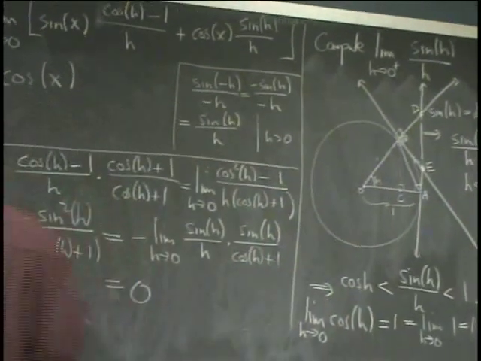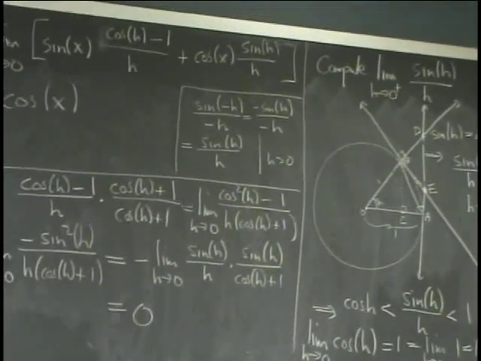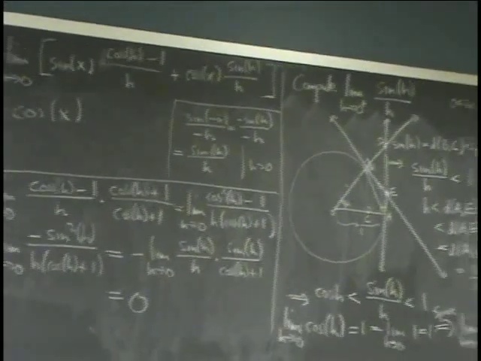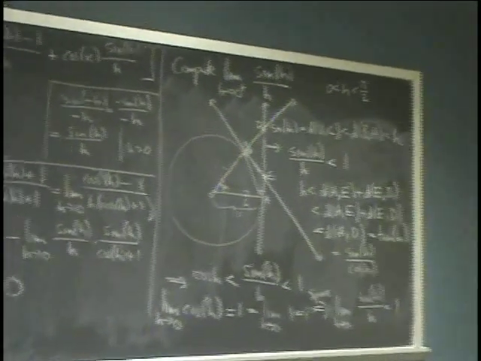Okay. So we have now computed the derivative, and it's equal to cosine of x.